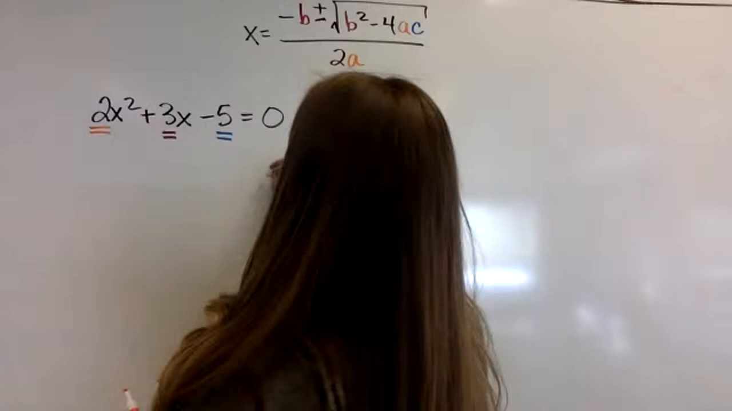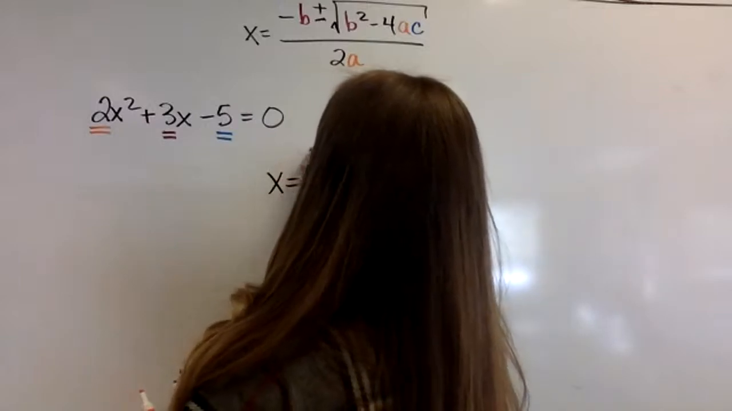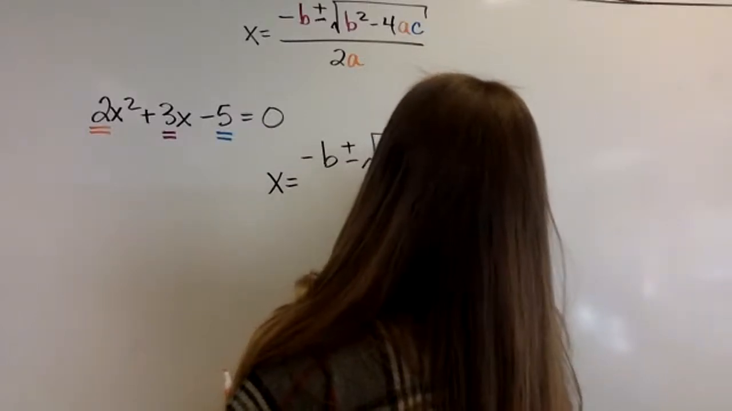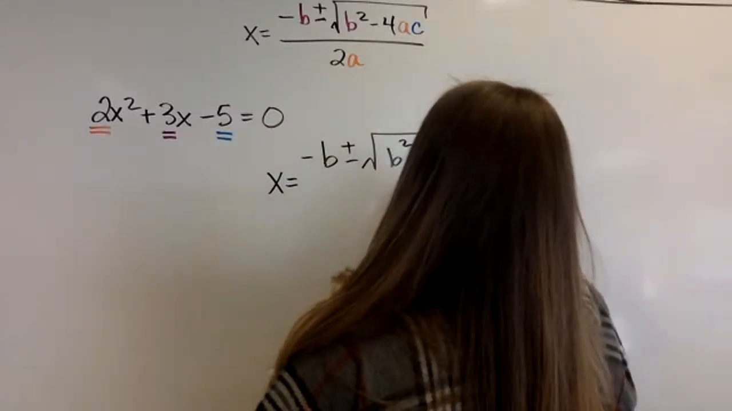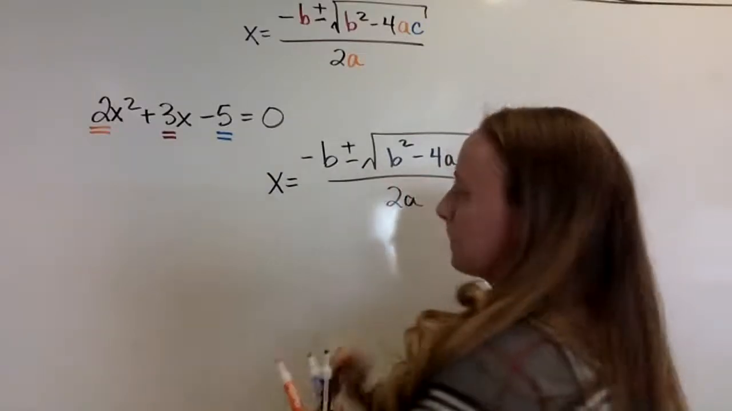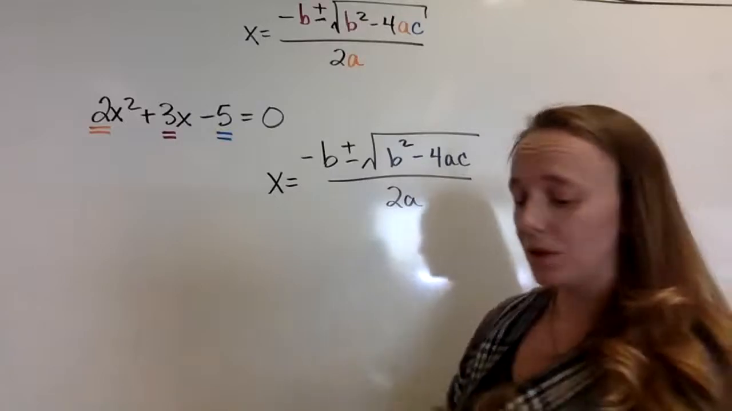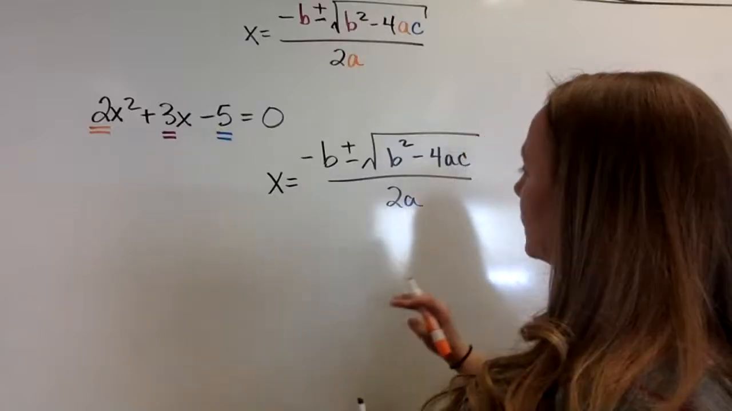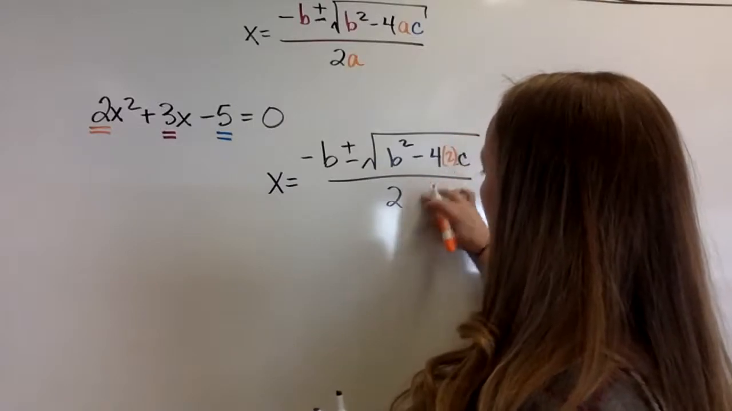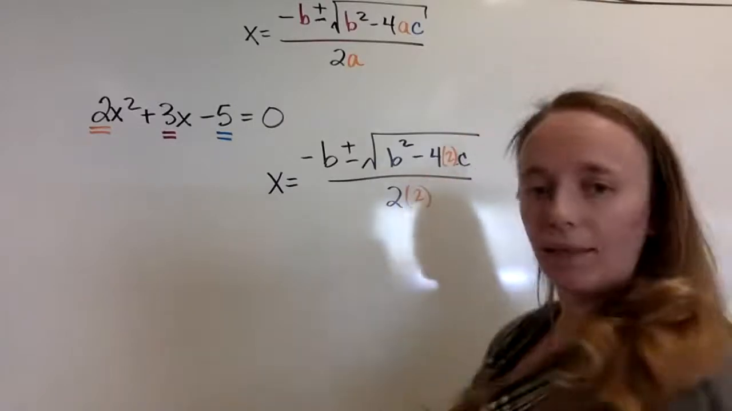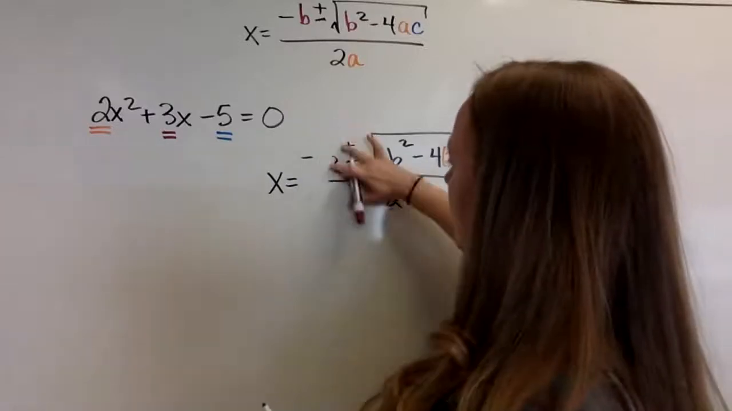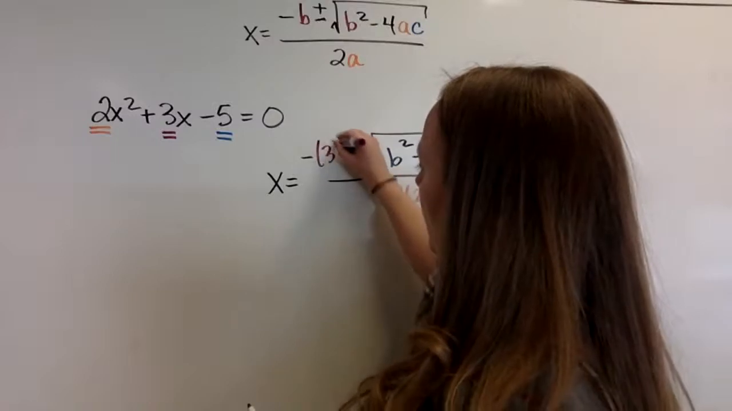All right, so start out with x equals negative b plus or minus the square root of b squared minus 4ac, all over 2a. Now I'm going to start substituting some of my letters in here. For every a, I'm going to write the orange 2 in there. For every b, I'm going to write my 3 in there.